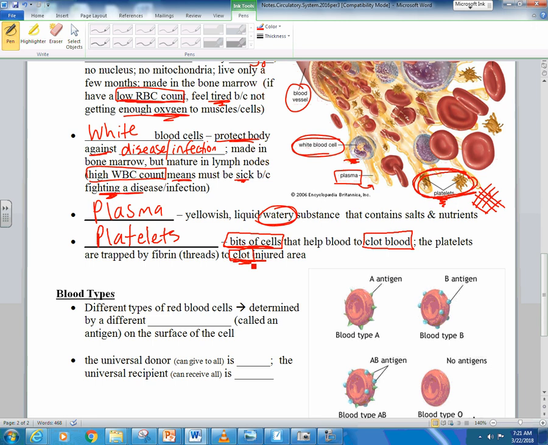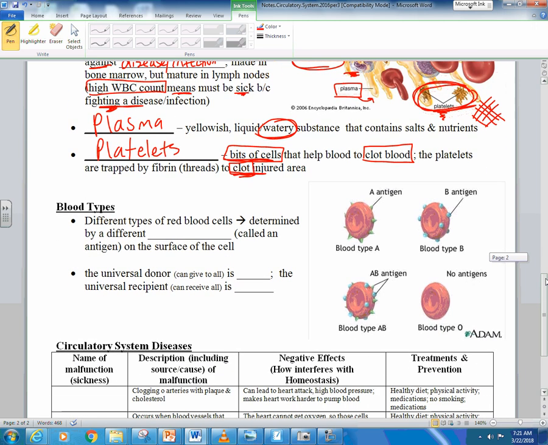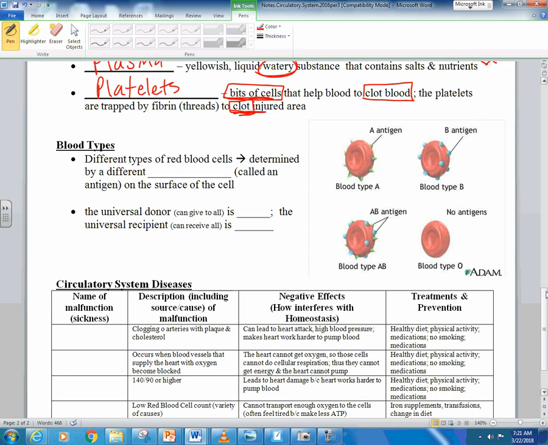Oftentimes when we talk about blood, many people have heard of the term blood type. So there are different types of bloods, and what they're talking about when they talk about blood types is they're talking about the red blood cells. And the way that you determine your blood type is these blood cells have different proteins sitting on the surface, or no proteins. So you've probably heard of these different types of blood. Again, it's determined by the different proteins that are on the surface of the cell.